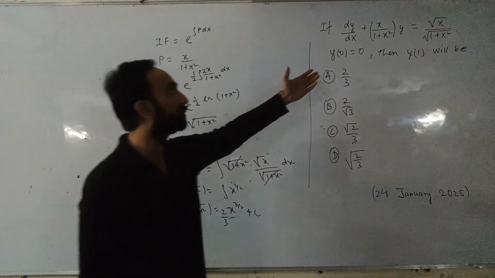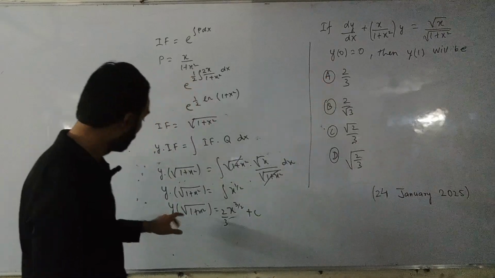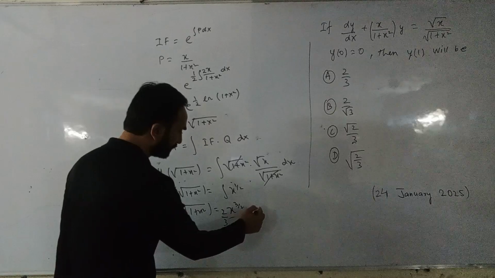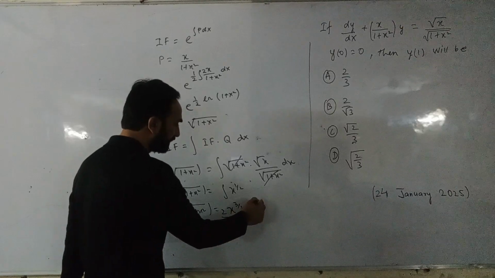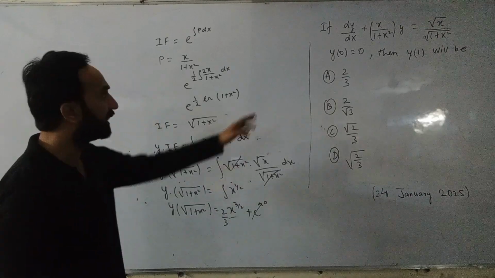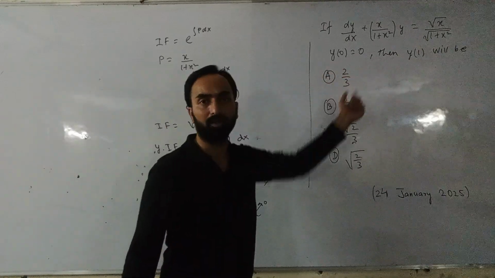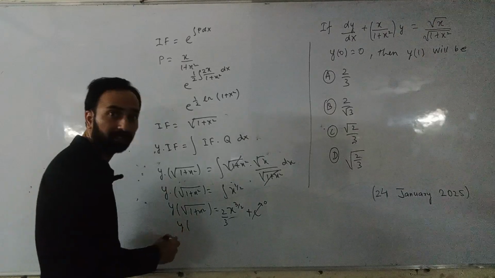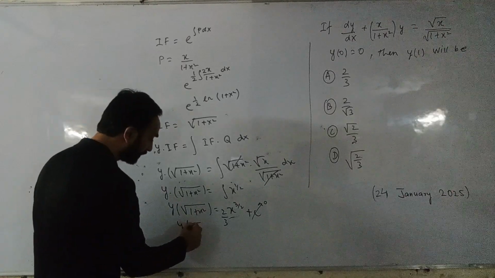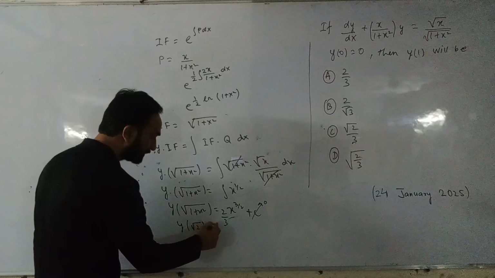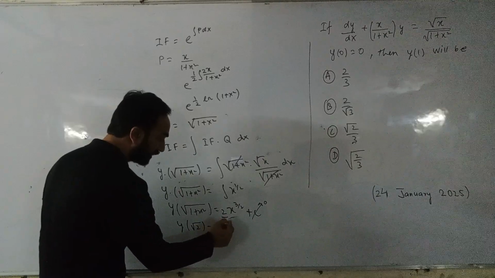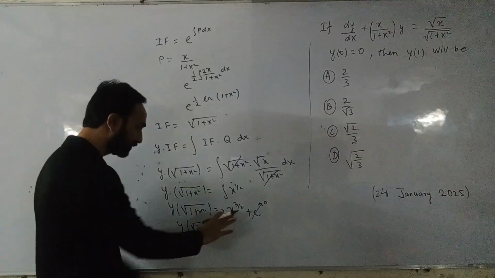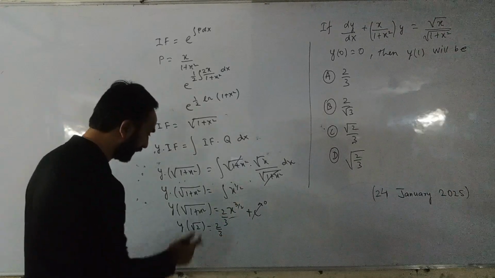Now the condition we will apply is y(0) = 0. When I put 0 here, I get the value of c as 0, so there is no need of c here. Now we put x = 1 to find y(1). I get y times √(1+1), that is √2, equal to 2/3, and since x is 1, there is no need to write 1 to the power 3/2.